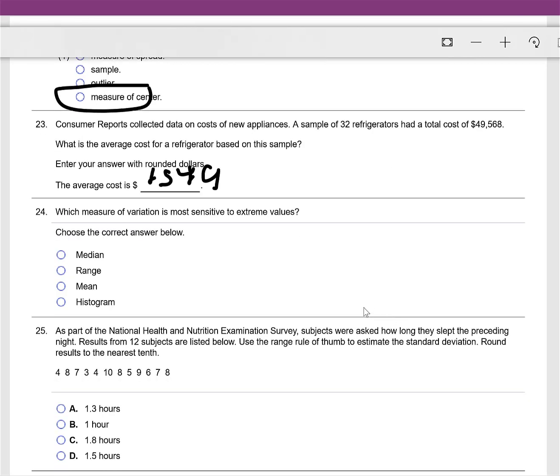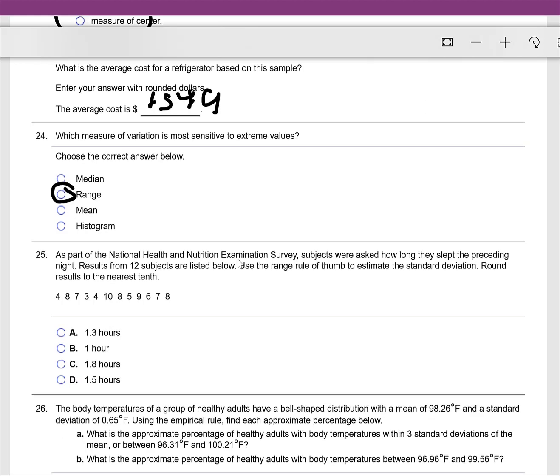Which measure of variation is most sensitive to the extreme value? It's most sensitive, and that's going to be the range.